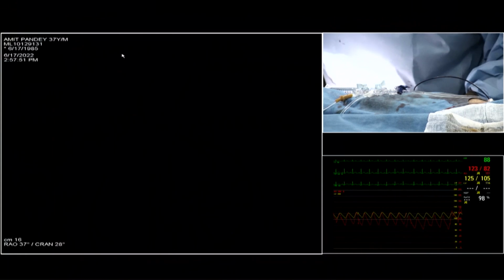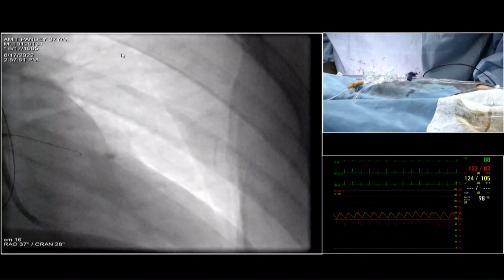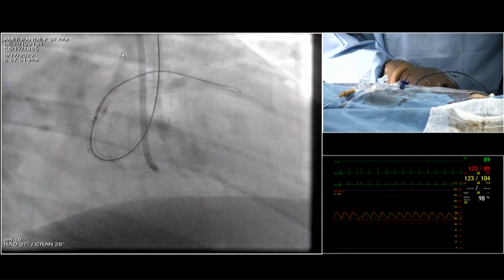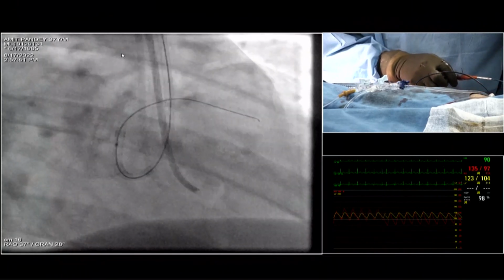So is that a Crusade that you're advancing right now? Actually, the guiding is not in good shape. That is the problem. My problem is the guiding.